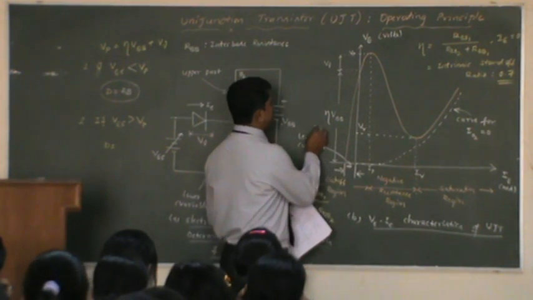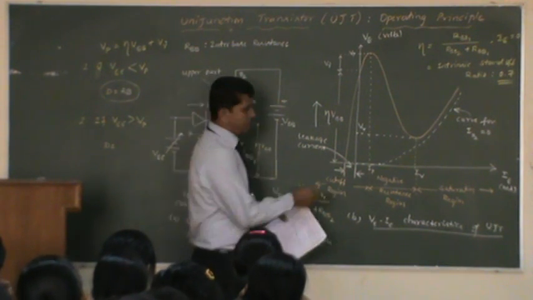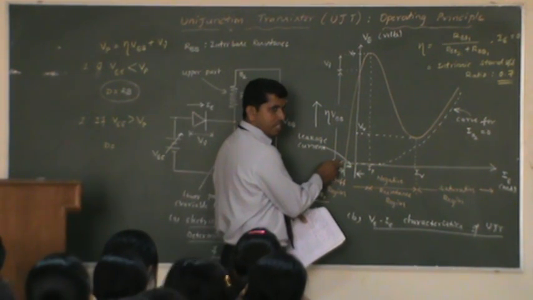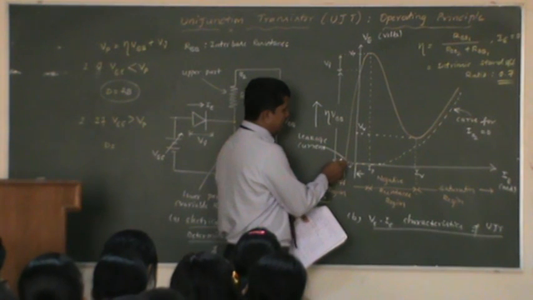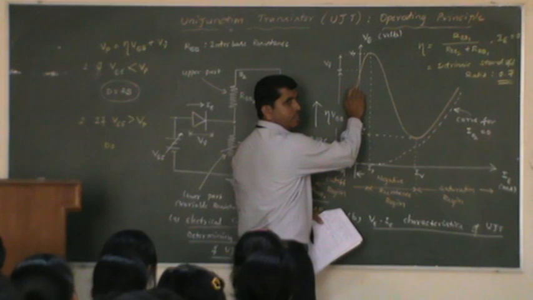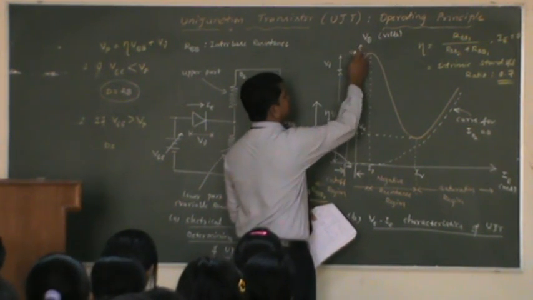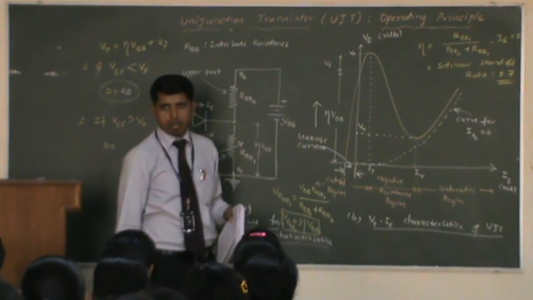That means I am going in this direction. The leakage current keeps on decreasing, right? You can see here the leakage current. Large leakage current is there. As you increase your emitter voltage, what is happening to leakage current? It is decreasing. Once you are here, that means emitter power supply becomes exactly equal to peak voltage.